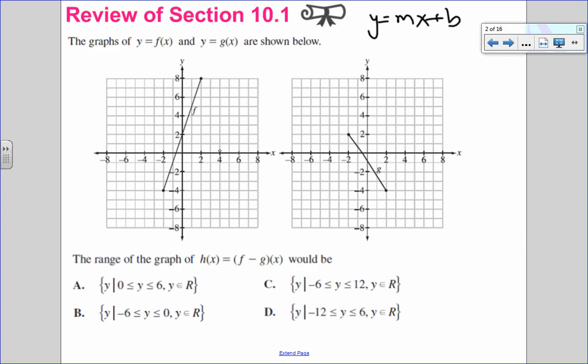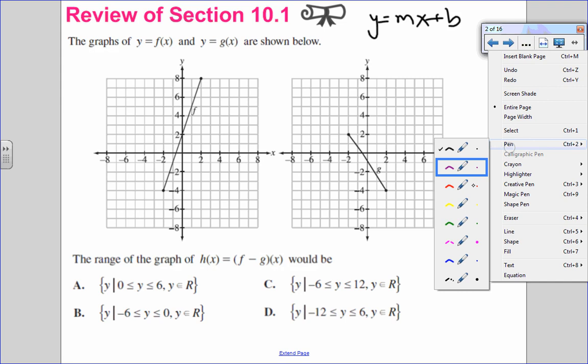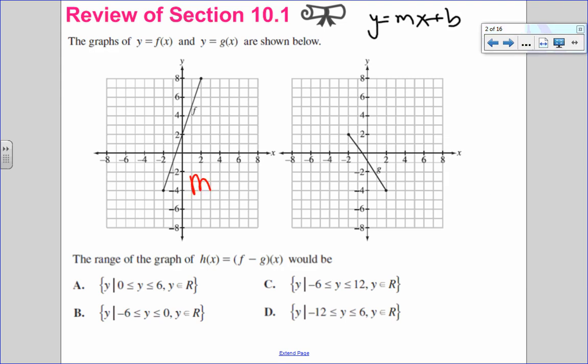So for f of x, I'm going to figure out the slope of that first. The slope is positive because it's sloping up and to the right. So I'm going to look at the rise. I go from -4 up to 8, so the rise is 12, over the run, which is from -2 to 2, 4. So that simplifies to be 3. I can also see that my y-intercept is 2. So this equation would be y equals 3x plus 2.